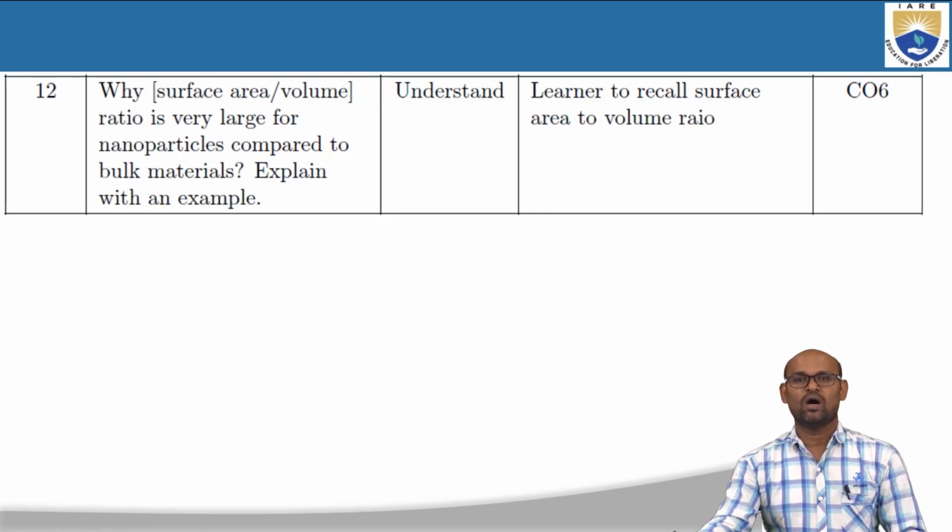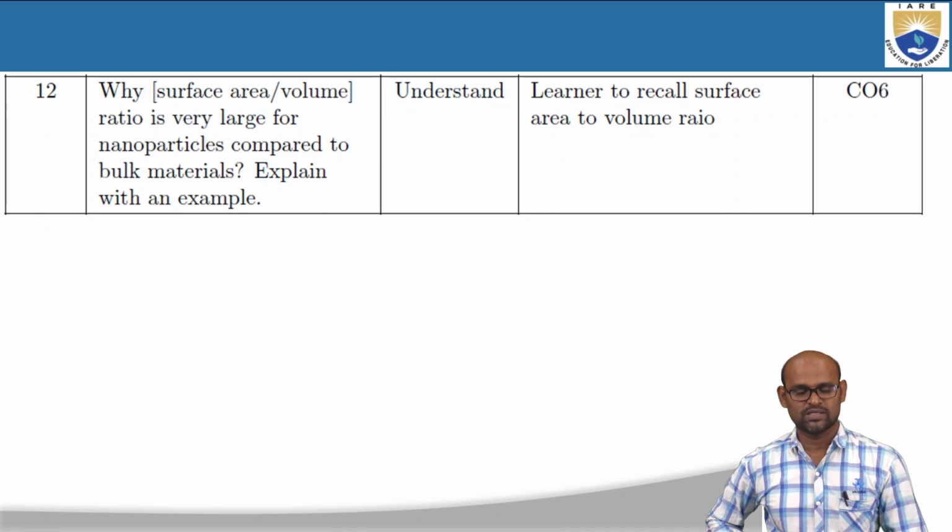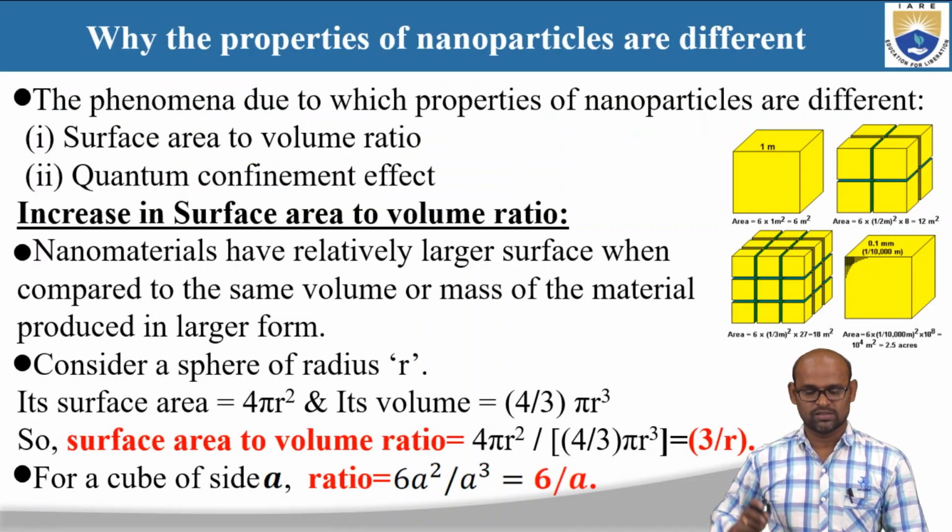Why is the surface area to volume ratio very large for nanoparticles compared to bulk materials? Explain with an example. We need to explain why the surface area to volume ratio is large for nanomaterials.